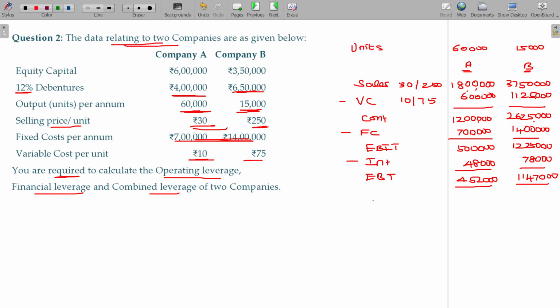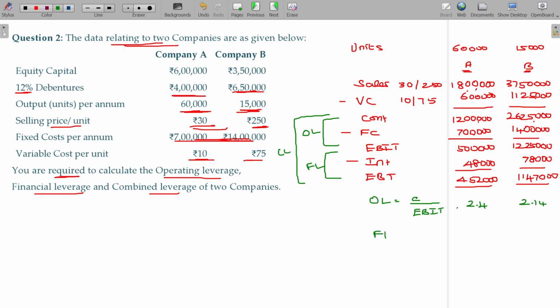Now we can calculate the operating leverage. The operating leverage will be the relationship between contribution and EBAT. The relationship between these two will be the financial leverage. And overall will be the combined leverage. So contribution by EBAT. For A, what's the value? 2.4 will be the answer. For A, for B, 2.14.